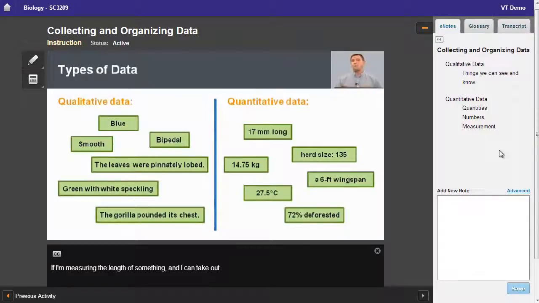If I'm measuring the length of something and I can take out my ruler and say that's 17 millimeters long, well, that's a quantity, it's a number, it's a measurement, okay? The herd size was 100.